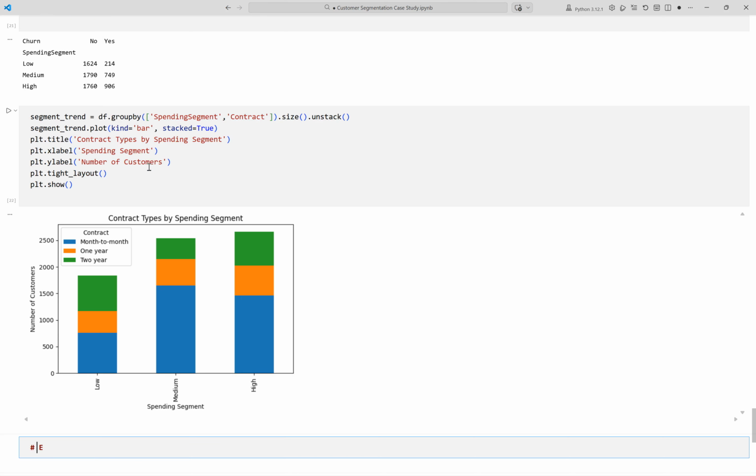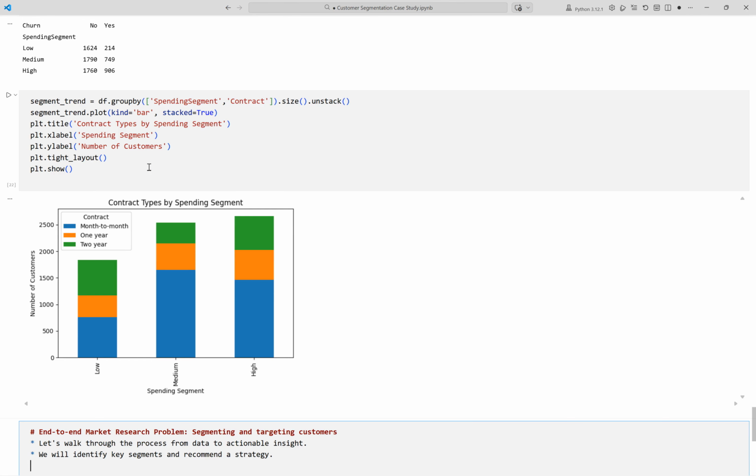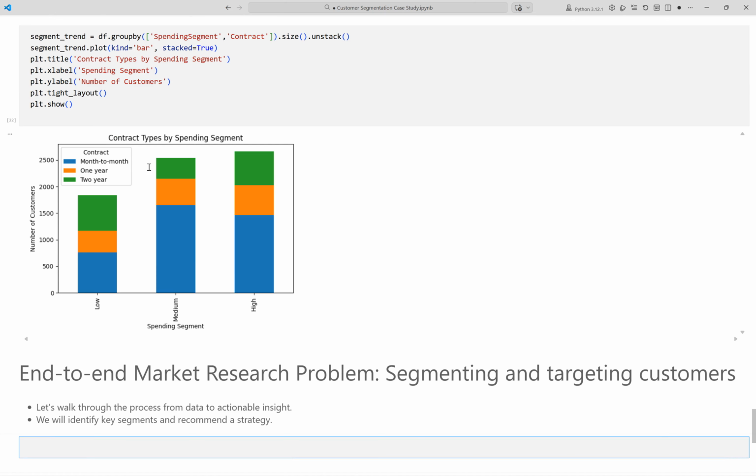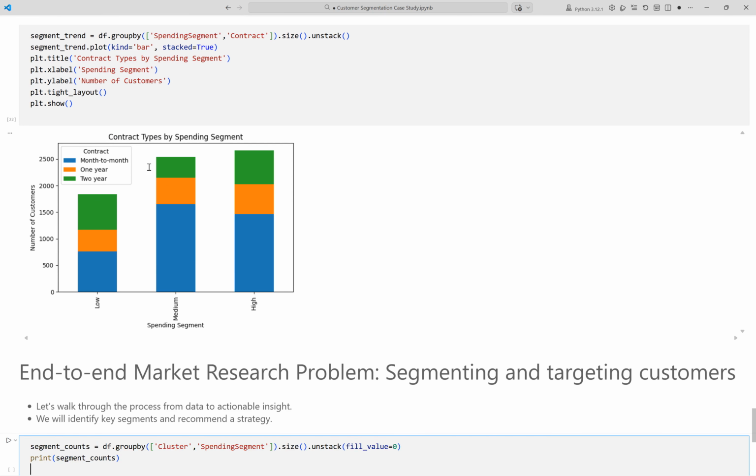End-to-end market research problem: segmenting and targeting customers. Let us walk through the process from data to actionable insight. We will identify key segments and recommend a strategy. Running the cell now. We create a segment matrix showing how cluster, the algorithmic segment, and spending, the business segment, overlap. This enables precise targeting for cross-selling or retention campaigns.